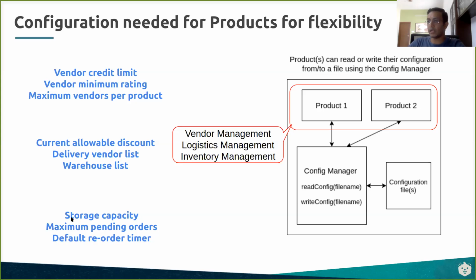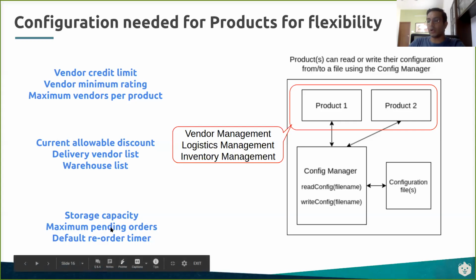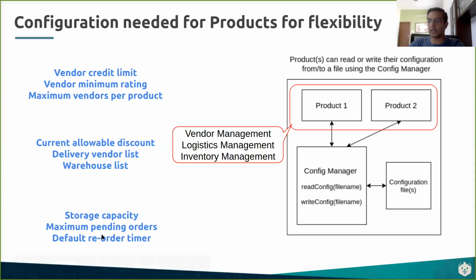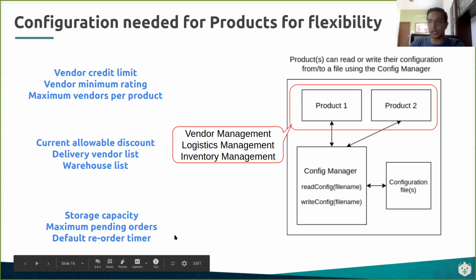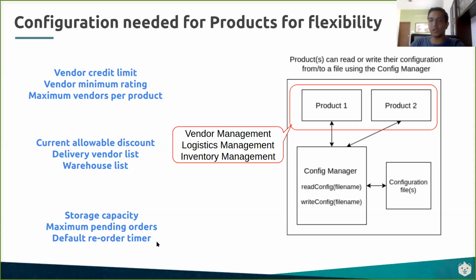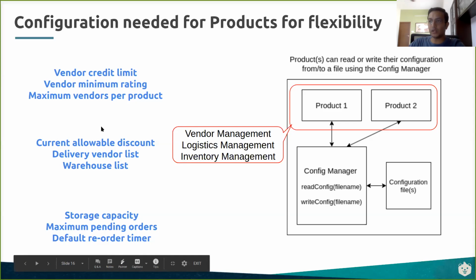For example, the inventory management guy says, what is my maximum storage capacity? I cannot order more than what I can store, right? So yes, there is a limit on that. What are the maximum pending orders, right? If so many pending orders beyond this, I have to take some action, so that has to be configured somewhere. Default reorder timer, right? My goods are being sold at this constant rate. By default, I'll always place an order for 10 more washing machines every 10 days, right? Something like that. So multiple things should be configurable.